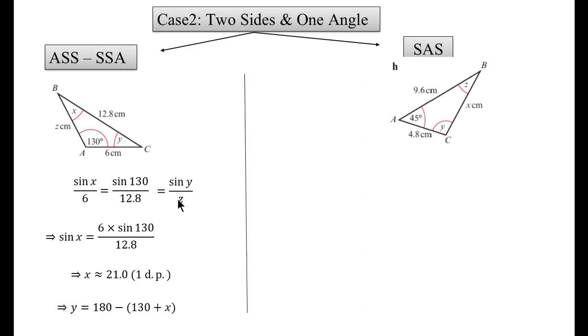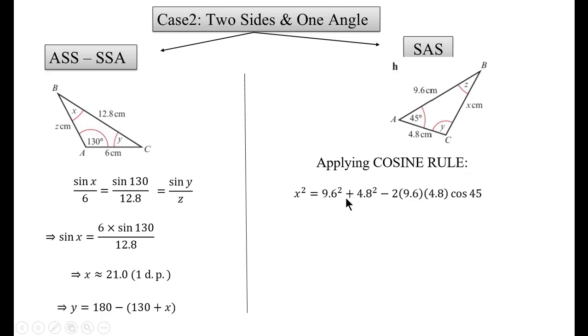Okay, for the SAS case, which is very interesting. In this case, we don't have any known pair of an angle and its opposite side, and this forces us to apply the cosine law, which states that x squared is equal to 9.6 squared plus 4.8 squared minus 2 times 9.6 times 4.8 times cosine 45. By taking the square root, we can get the value of x to be approximately equal to 7.07 centimeters.